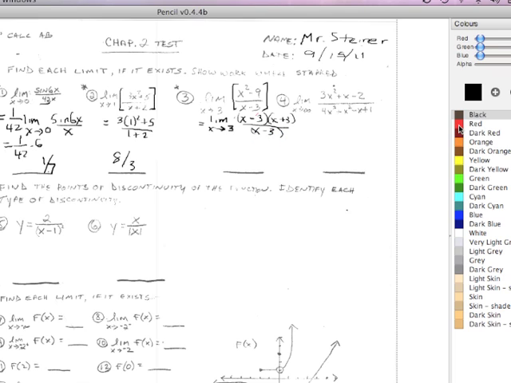Now we get to cancel those two factors, and now we can use substitution in this expression. So the answer is 6.